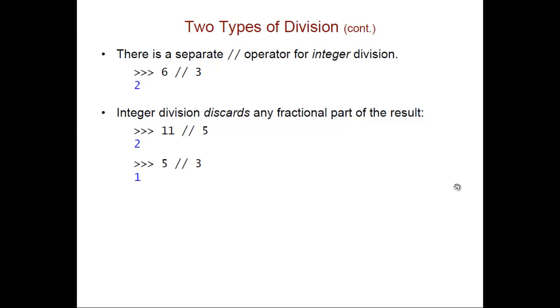5//3 is going to give me 1. So again, we're throwing away what comes after the decimal. And it's important to realize here that it does not round, right? If it did, 5//3, which is 1.66666, would give me 2. But I'm not getting 2, I'm getting 1, because we're not rounding, we're truncating.